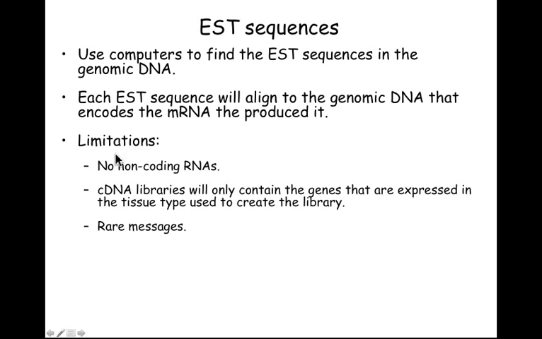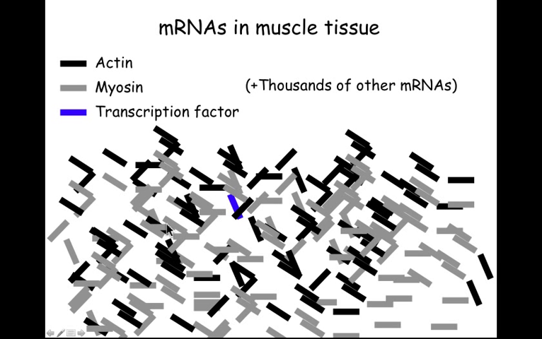And we talked about the limitations: we won't find non-coding RNAs, cDNA libraries only find the genes that are expressed in those particular tissues, and there are always problems getting rare messages. I gave you an example of how these rare messages are very hard to find in a sea of more abundant ones.